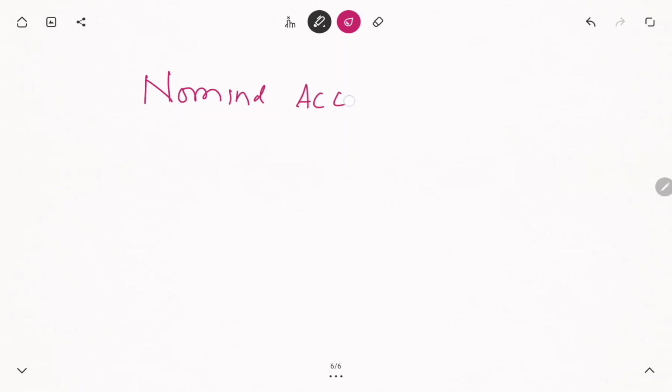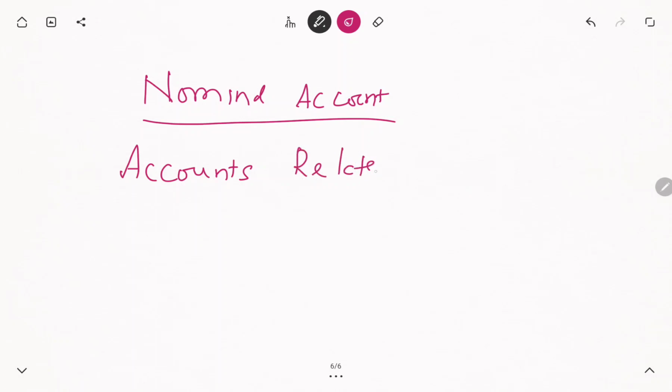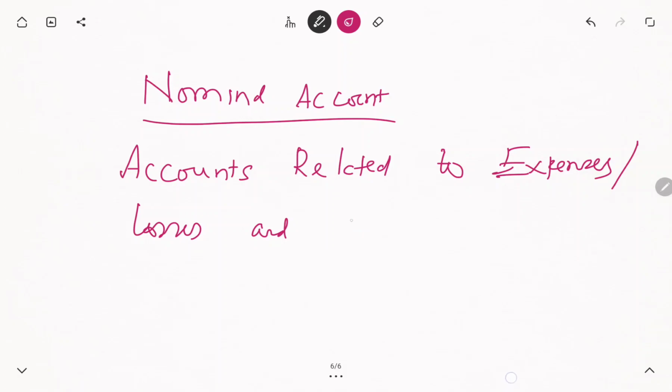Nominal account. Accounts related to expenses and losses, and considering expenses, losses, incomes and gains are called as nominal account.